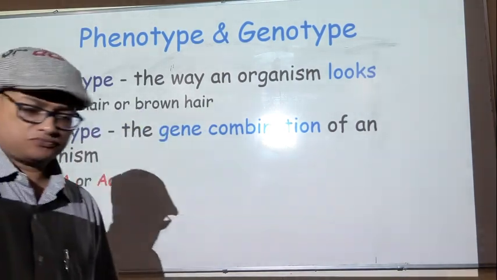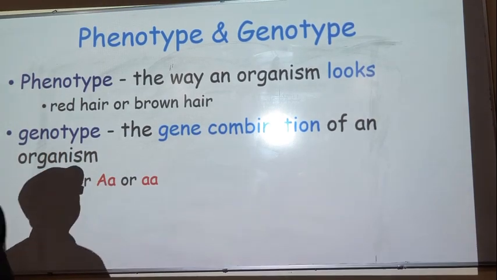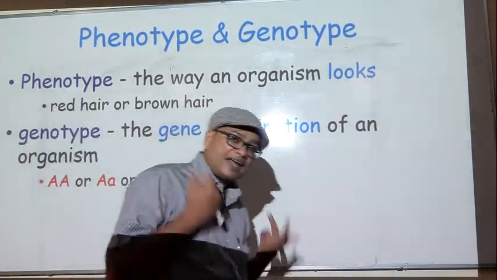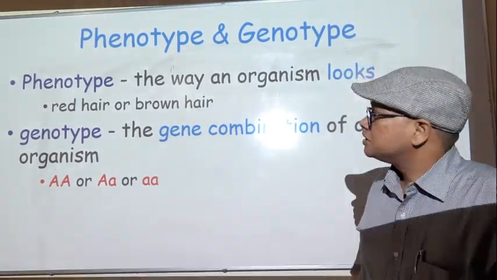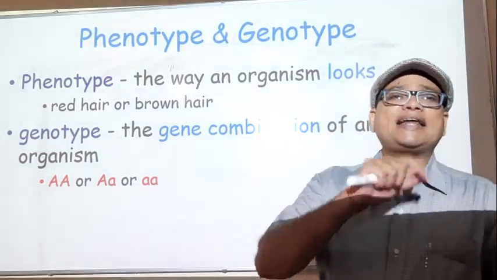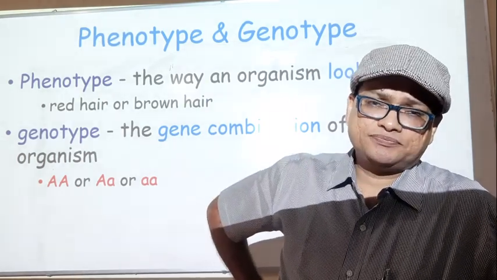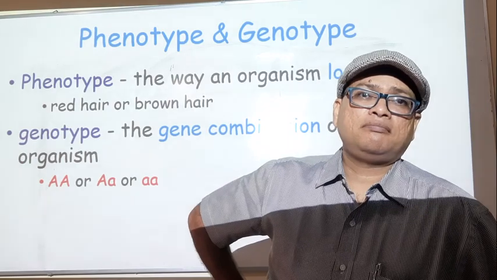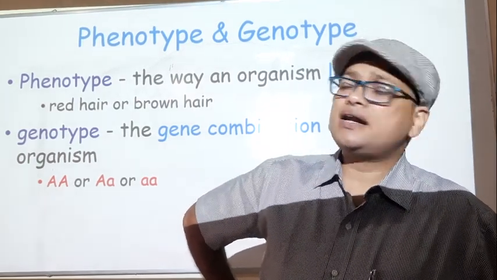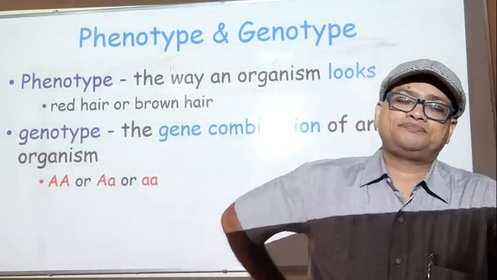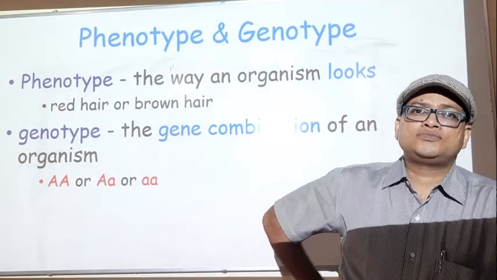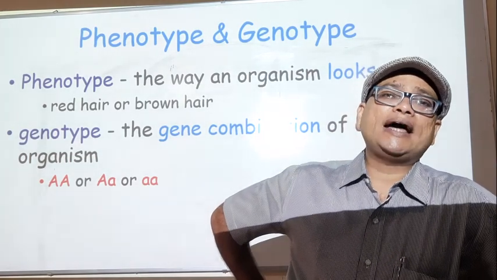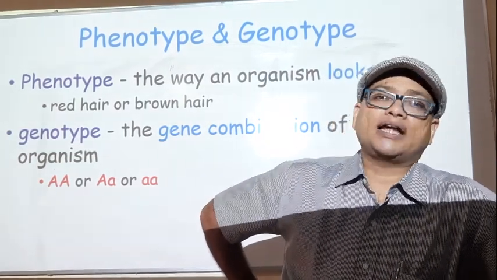Phenotype: the way an organism looks, red hair or brown hair. What is it? Actually, the observable characters are called phenotypes. It means the person having black hair, the presence of black hair is the phenotype. The person having blue eyes, it means the presence of blue eyes is the phenotype.